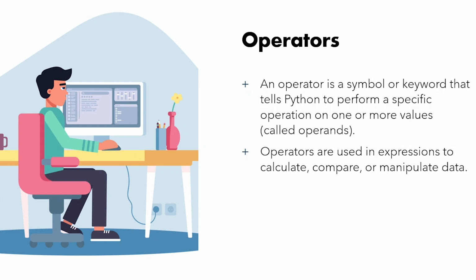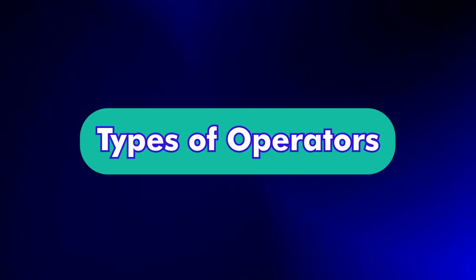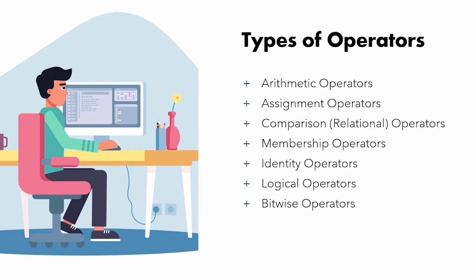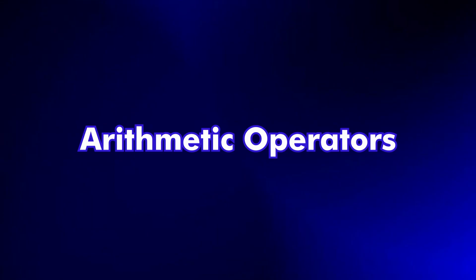So now let's look at the different types of operators. We'll have arithmetic operators, which we use for arithmetic purposes. We'll have assignment operators. We'll have comparison or relational operators. We have membership operators, identity operators, logical operators, and finally, we have the bitwise operators. We're going to be starting with the arithmetic operators.